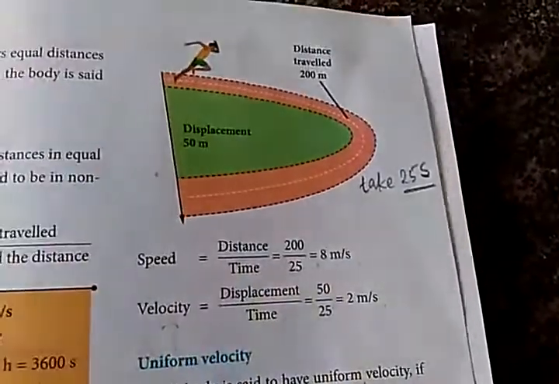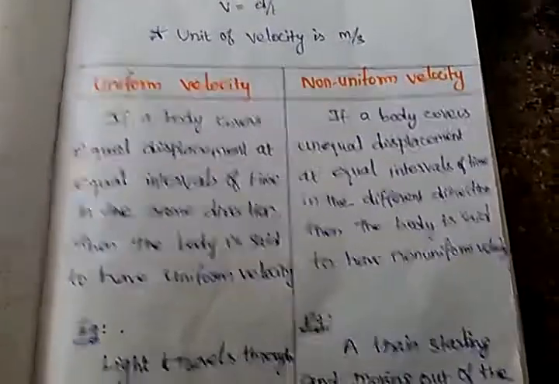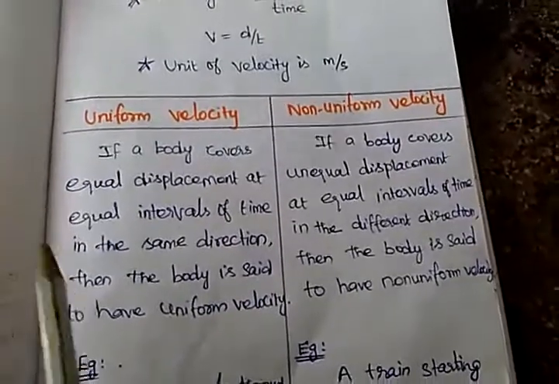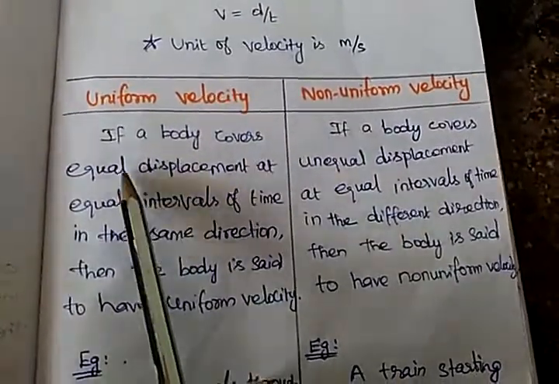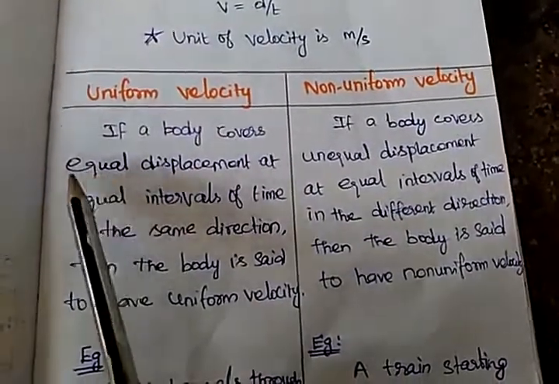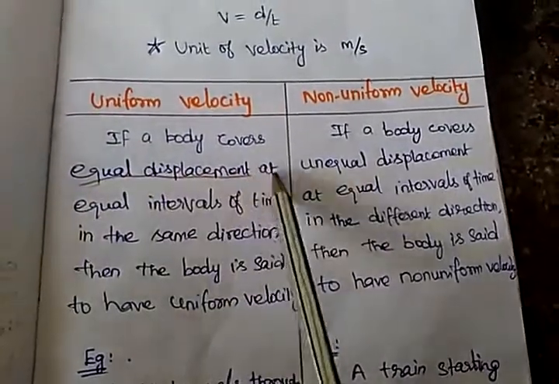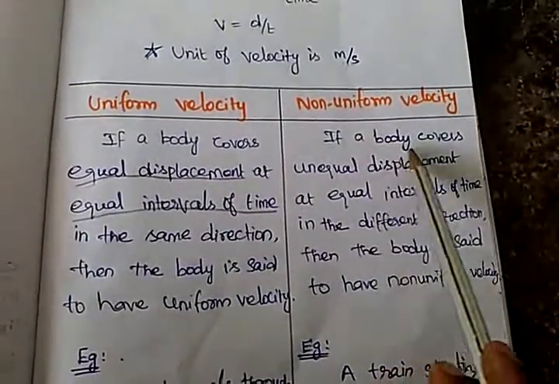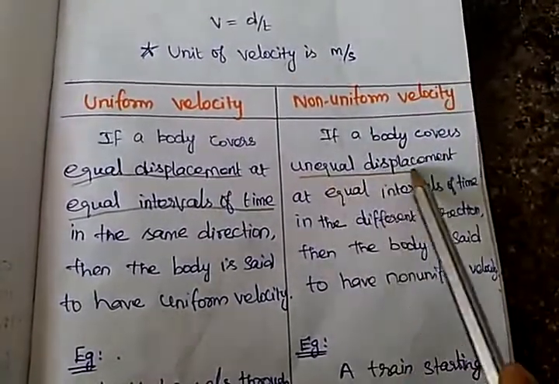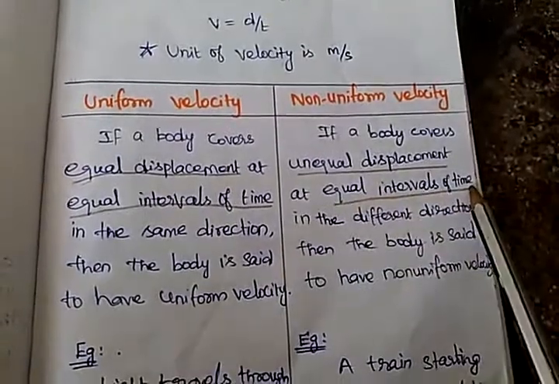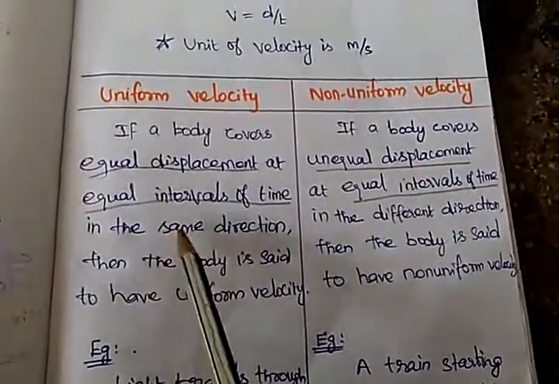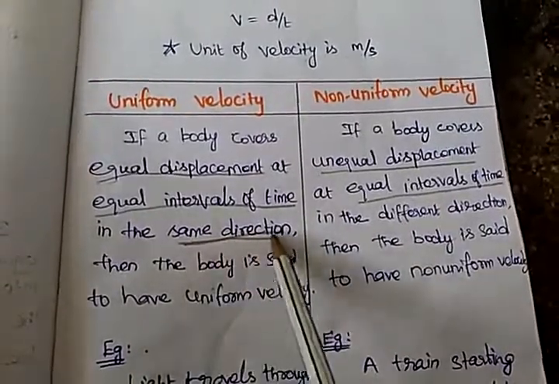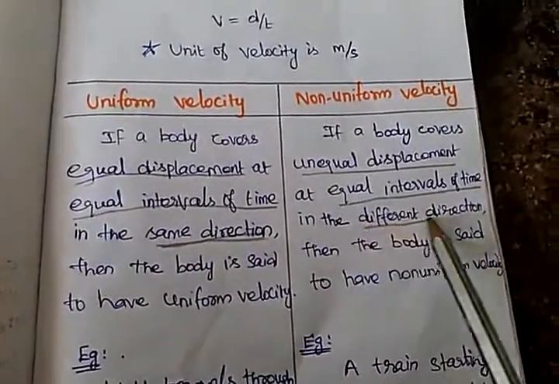Students, here also we have uniform velocity and non-uniform velocity. If a body covers equal displacement in equal intervals of time, and if a body covers unequal distances in equal intervals of time. Here we mention direction, it is very important: the same direction, or a different direction.